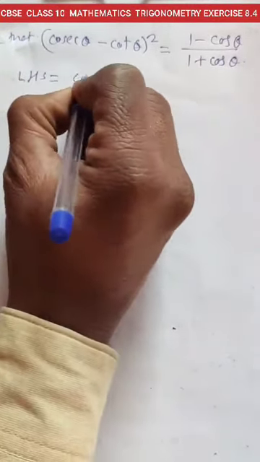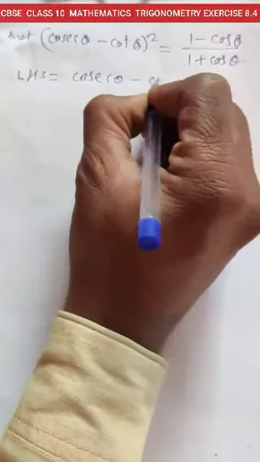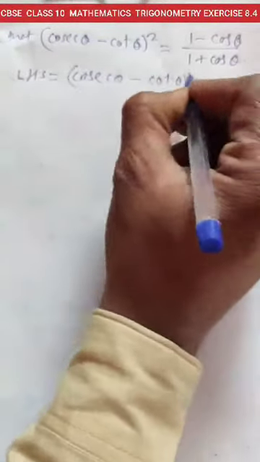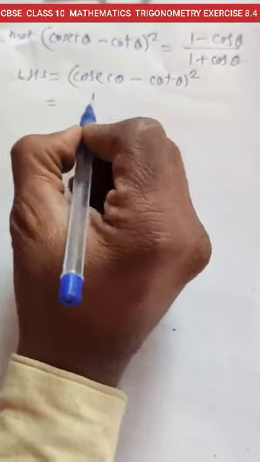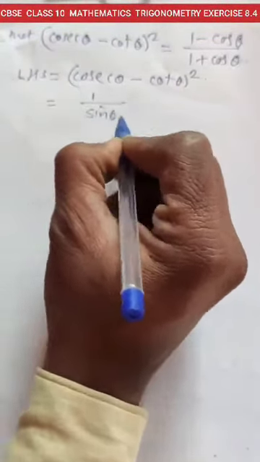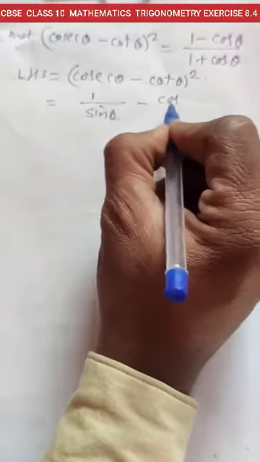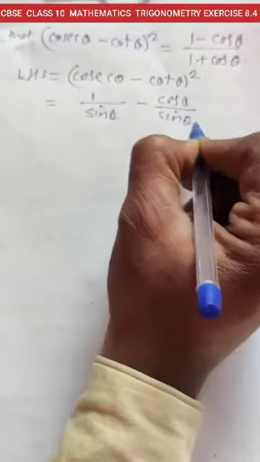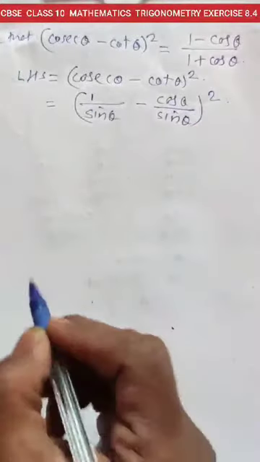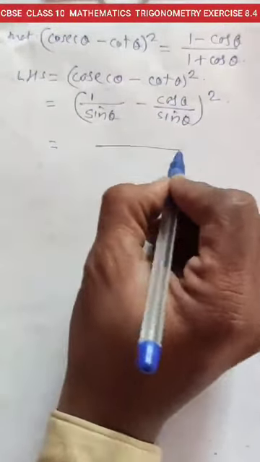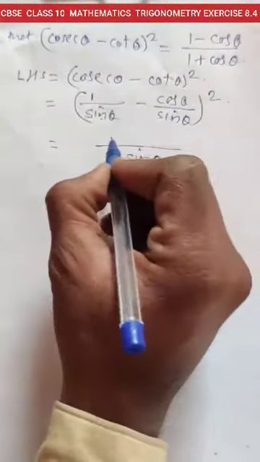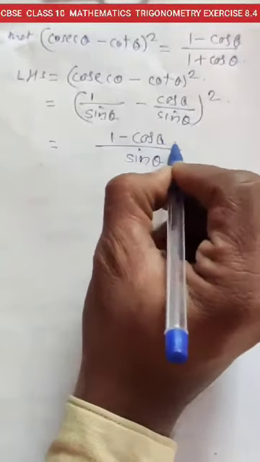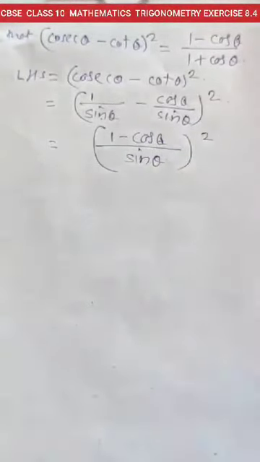Left hand side is (cosec theta minus cot theta) whole square. Now in the next step simply convert this ratio into the basic trigonometric ratios. That means cosec theta can be written as 1 upon sin theta, and cot theta can be written as cos theta upon sin theta, whole bracket square. In the next step both the denominators are equal, so write it only once, and the numerator is 1 minus cos theta, whole bracket square.